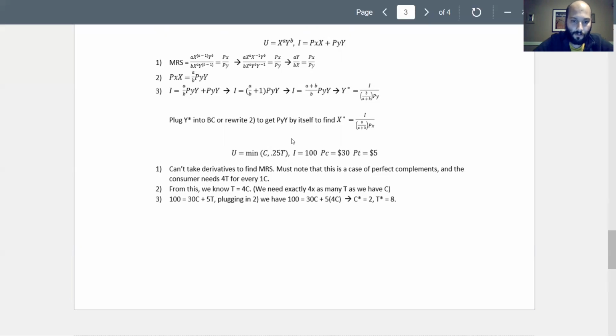Okay, so the key to perfect complements is being able to see what this ratio is that you need. And it's always worth just plugging in some of the numbers just to make sure you have it right.